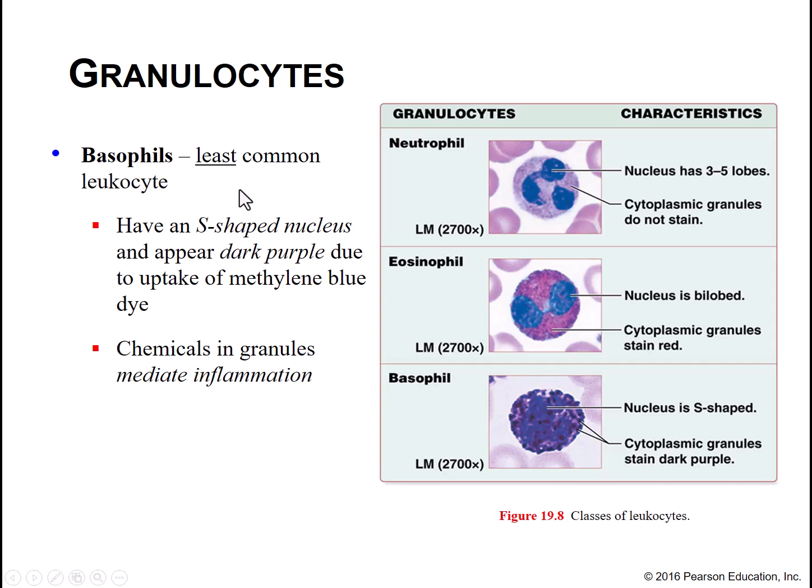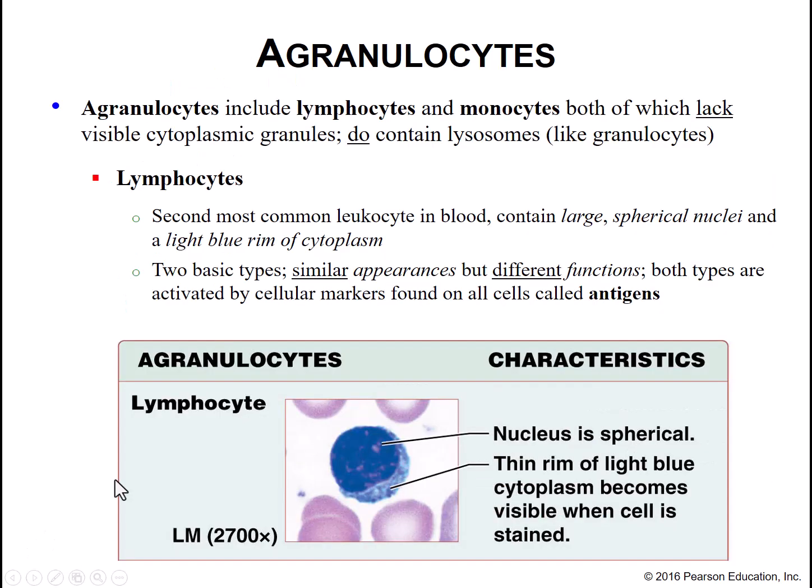And so the way you can remember who's most common and who's least common is: never let monkeys eat bananas. Neutrophils are the most numerous. Lymphocytes are next. Monocytes are after that. Eosinophils are next, and then bananas, basophils are the least numerous of our leukocytes. Okay, so those were our 3 granulocytes. We have 2 agranulocytes, which are our lymphocytes and our monocytes.